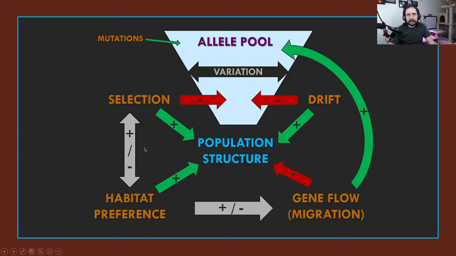So here, this is an illustration I put together. Here I created the population structure. As the population structure increases, the genetic diversity decreases, and it's kind of important because there are five major evolutionary forces we have to consider. Those are mutation, selection, drift, gene flow, and habitat preference.